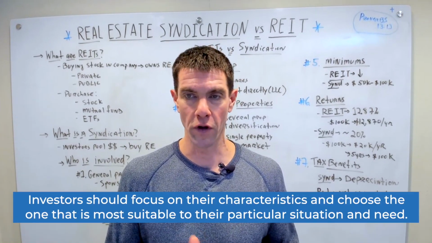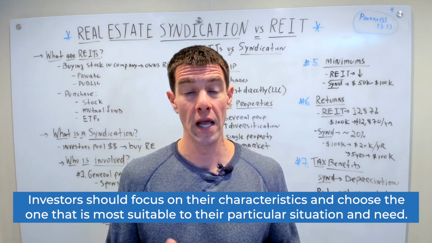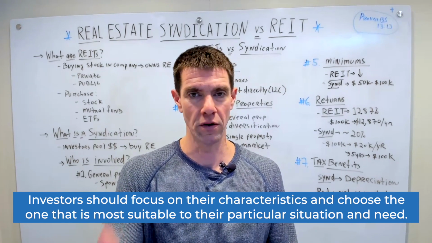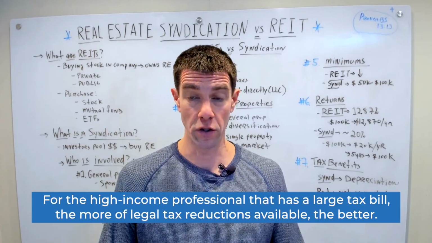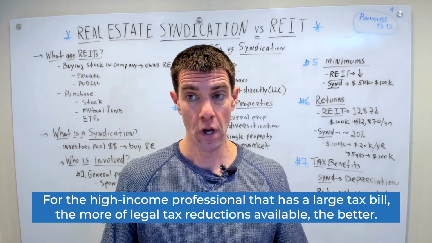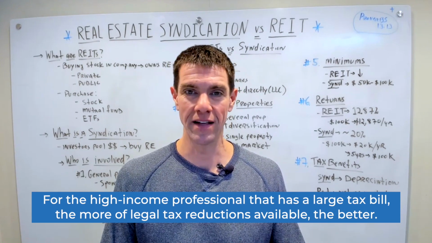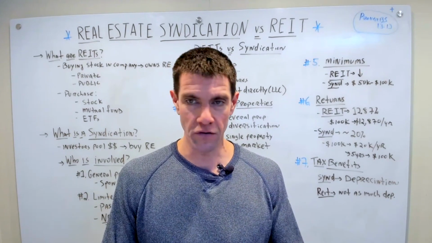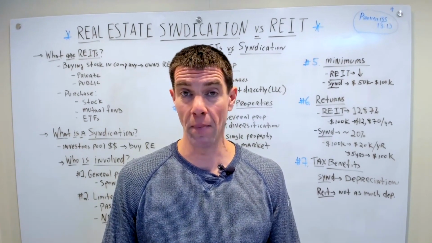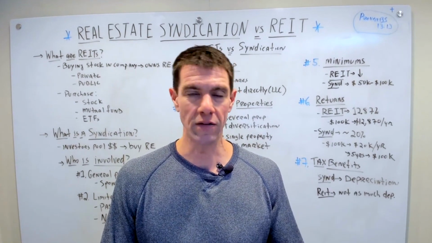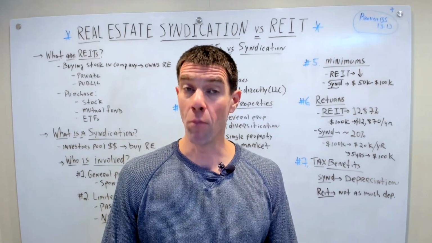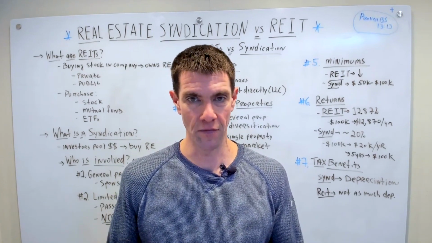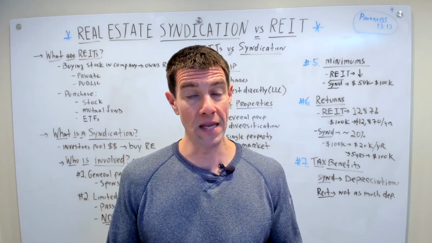Investors should focus on their characteristics and choose the one that is most suitable to their particular situation and their particular need. For the high income professional that has a large tax bill, the more legal tax deductions available, the better. If you only have, let's say, $1,000 to invest and you want access to that money freely, then typically a REIT is going to be your best choice. If you have more capital available and you want direct ownership plus greater tax benefits, then a syndication may be a better fit for you.